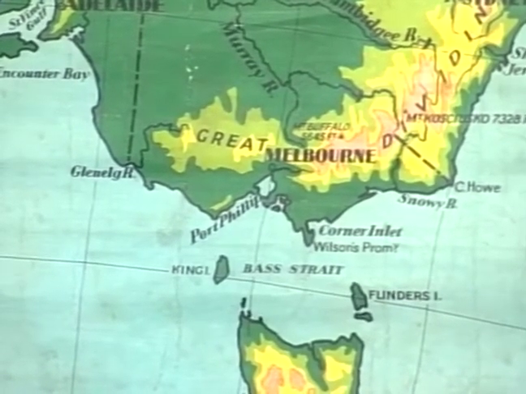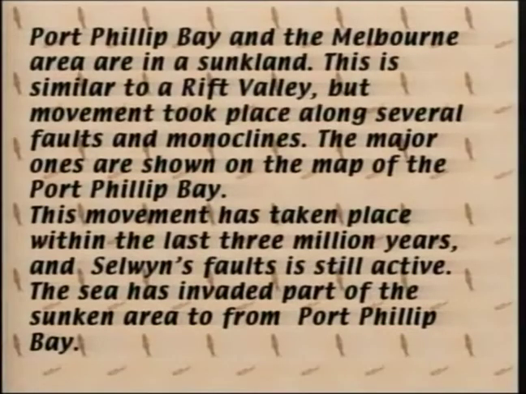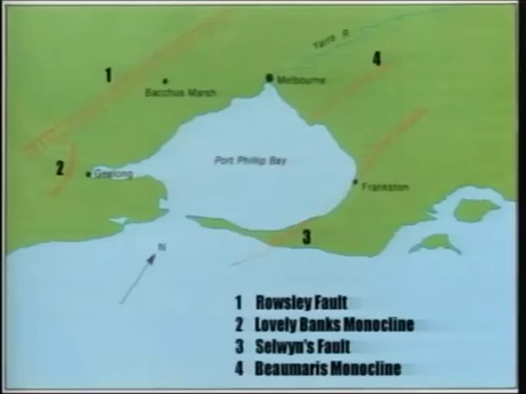This particular region in Australia is similar to a rift valley, that's talking about Port Phillip Bay. But movements took place along several faults and monocline in that region. The major ones are actually shown on the map of the Port Phillip Bay area. So you can go now to your booklet, and in the booklet you have a diagram there showing the fault lines in that region of which movements have actually taken place. You can make reference to the information from the monitor.